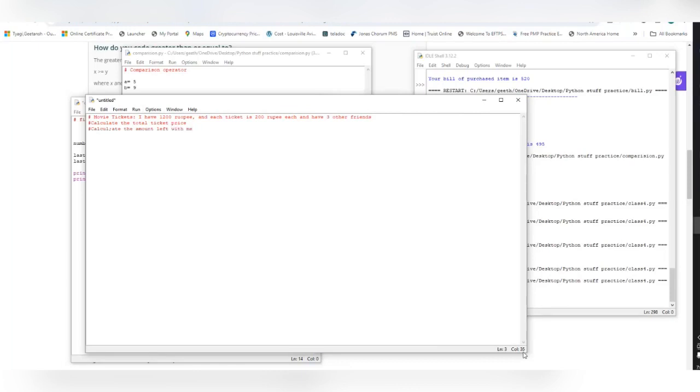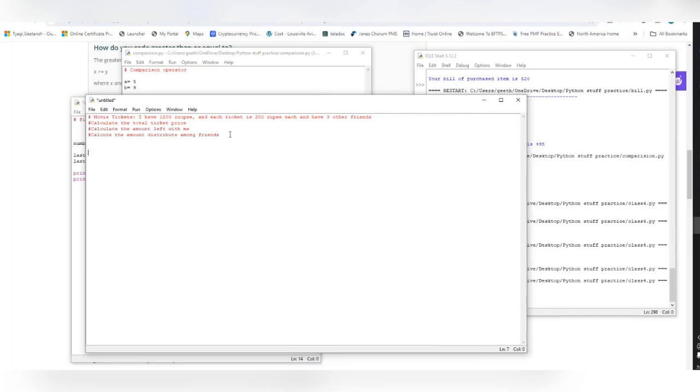And third, the amount you will distribute among your friends. So plus, minus, and division. Now do it. So this is theme based only.